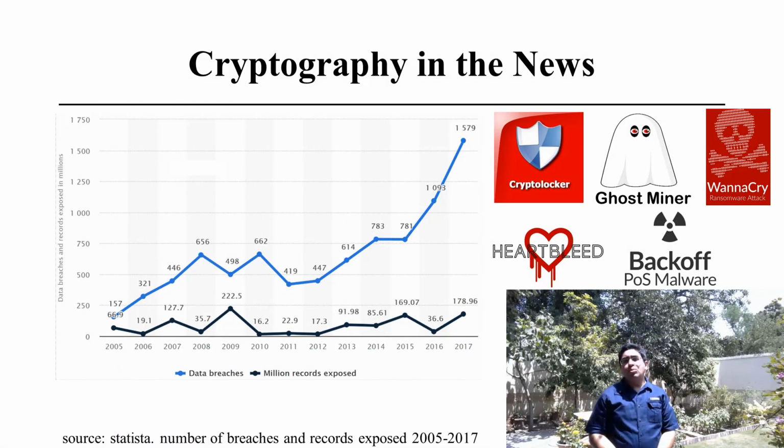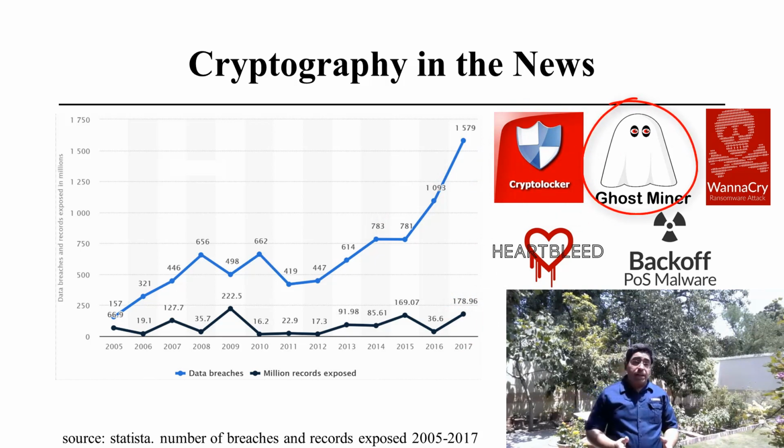Unfortunately, cryptography can be used for bad as well as for good. Among other reasons such as human error, data breaches due to cryptographic failures, or lack of it, are dominating headlines in recent years. The figure on the left depicts the recorded number of data breaches and records exposed in the US between 2005 and 2017. The number of data breaches has reached the highest figures to date in 2017, with nearly 179 million records exposed.